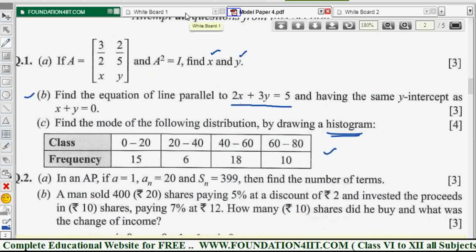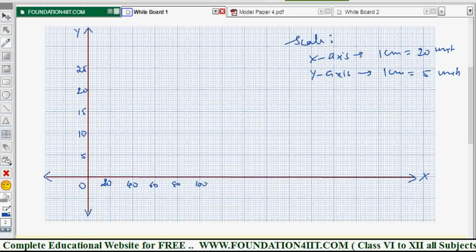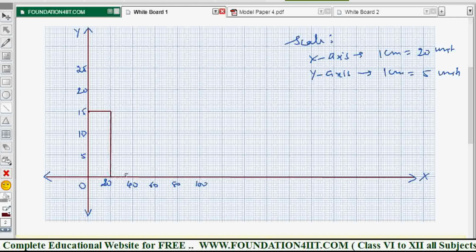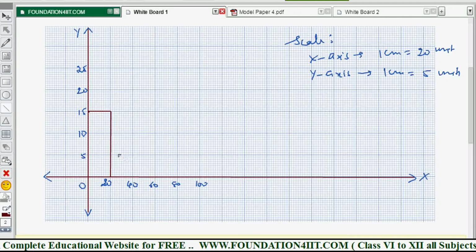So 0 to 20 is 15. It starts from 0. 0 to 20 is 15, so till 15 you can draw the bars. And next, 20 to 40 is 6. That means every 2 millimeters is 1 unit, so 6 means after 5, the second millimeter. Then 40 to 60 is 18. That means after 15, 6 we should take 6 millimeters.